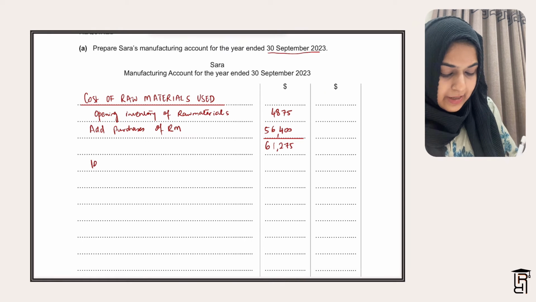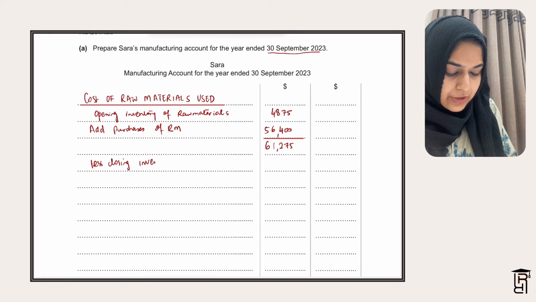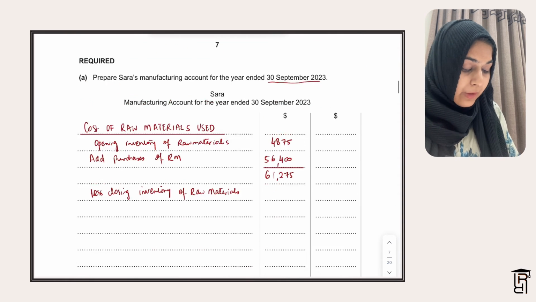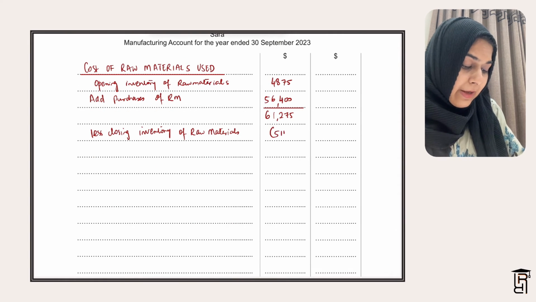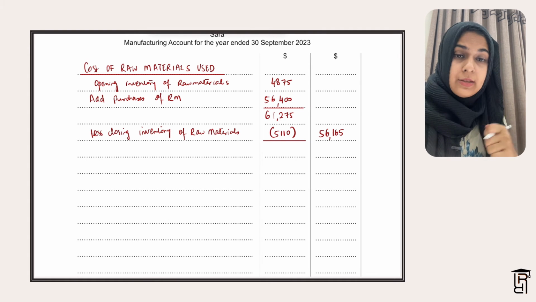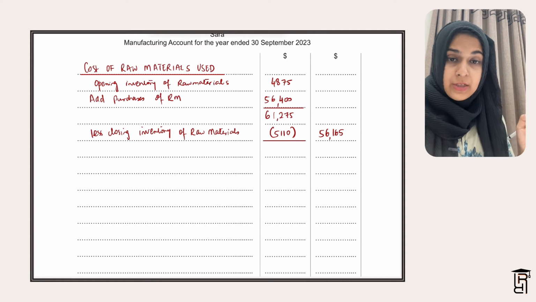61,275, and then I subtract the closing inventory of raw materials. So less closing inventory of raw materials. So closing inventory of raw materials here is 5110. So I subtract that here, 5110. So what I get here is 56,165 is my cost of raw materials used.